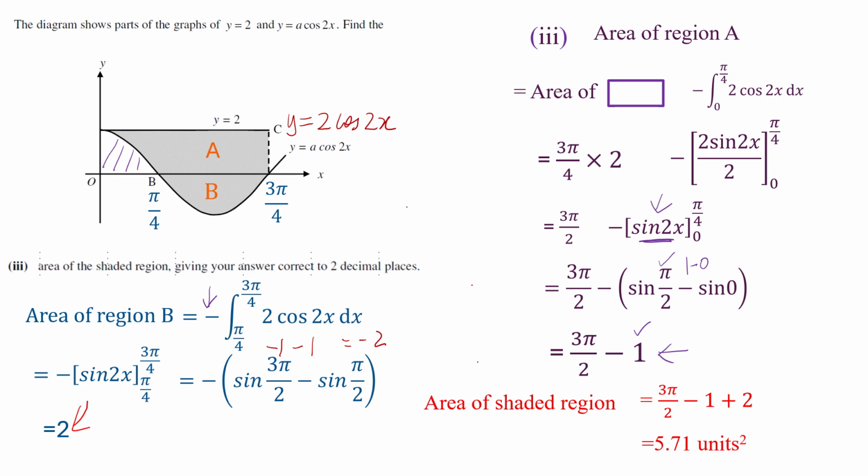Okay, right, and then I'm going to add both of them together. Area of region A is 3 pi over 2 minus 1, plus area of region B, 2. So the total area is 5.71 units. We are not asked to leave the answer as exact. If the question says leave your answer as exact, then your answer will be 3 pi over 2 plus 1. Here the question says to correct the answer to 2 decimal places. So we leave it as 5.71.